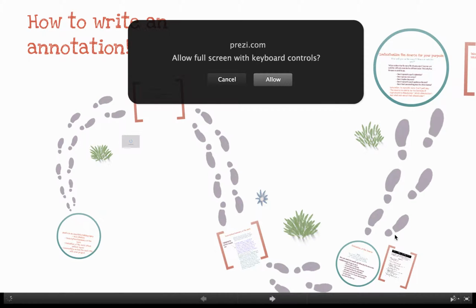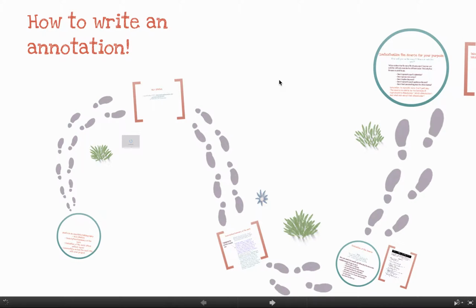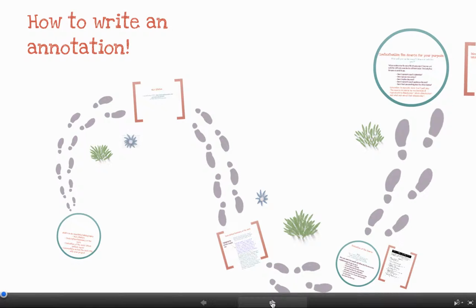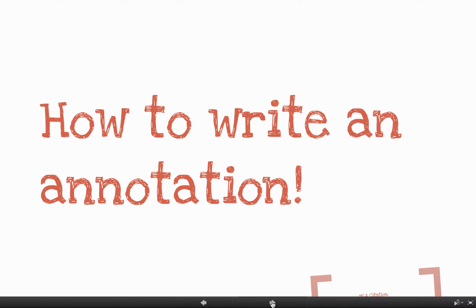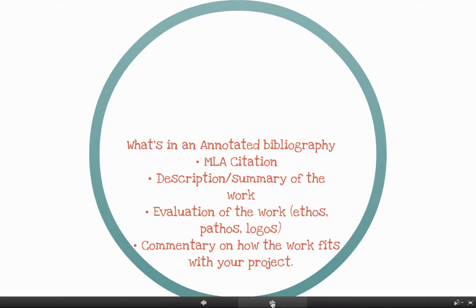So I want to talk about how to write an annotation and what an annotated bibliography is. For me, an annotated bibliography is the following: for each of your sources, it has an MLA citation and then an annotation. These three things are what the annotation has in them.